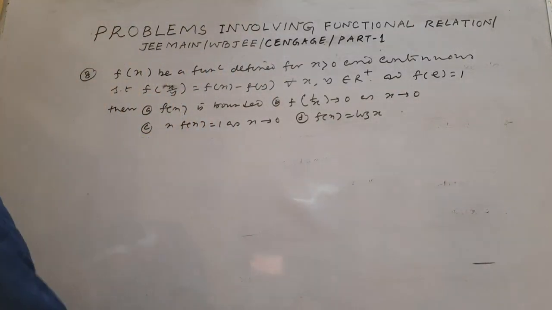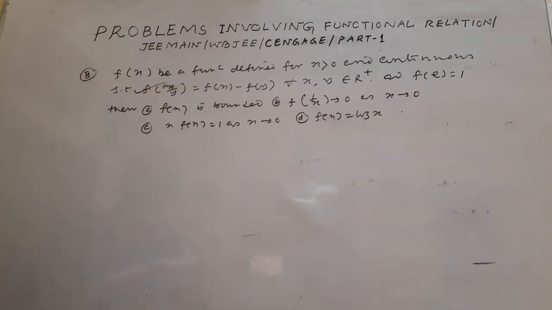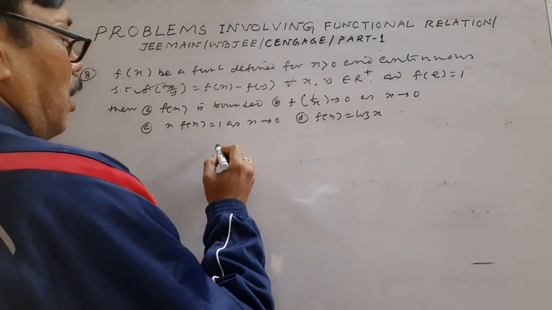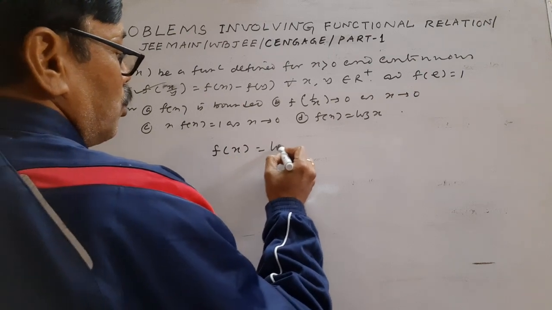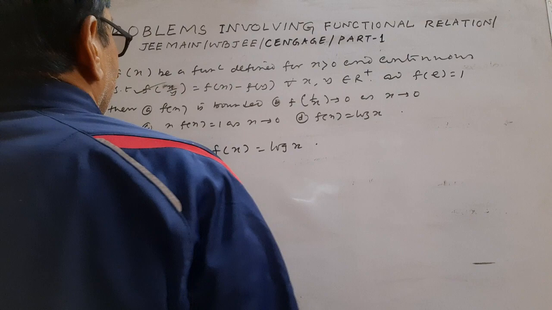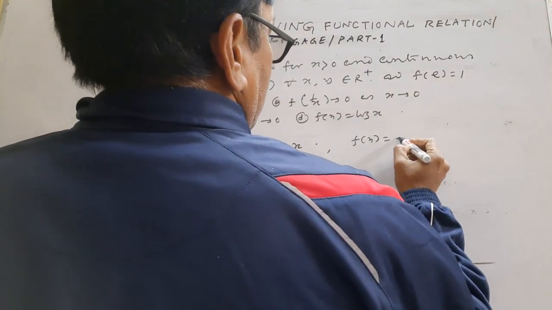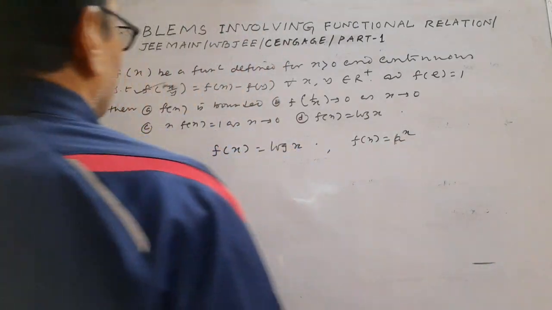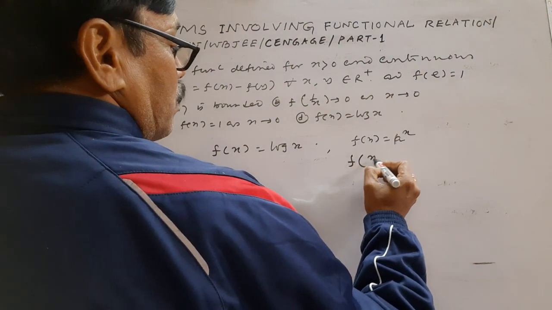So, this is a very simple problem. Try to recall f(xy) = f(x) - f(y). It is satisfied by f(x) = log x. It is also satisfied by f(x) = a to the power x. So, let us verify what is f(x/y).